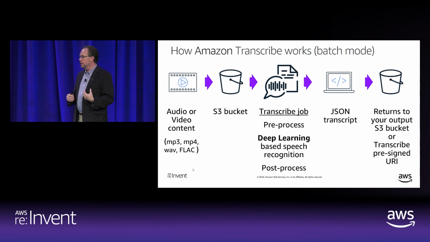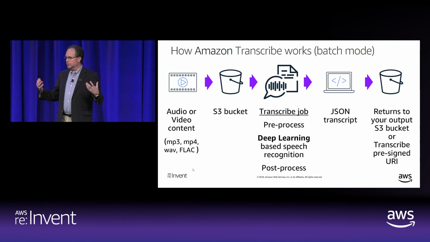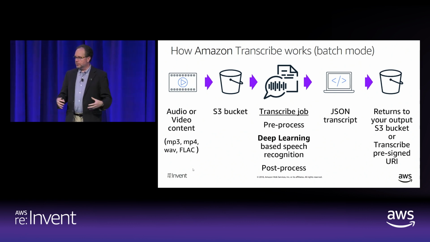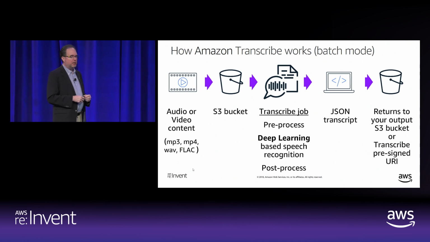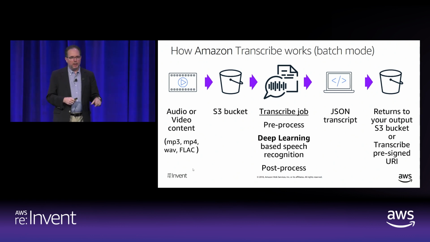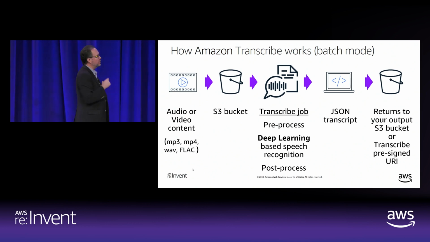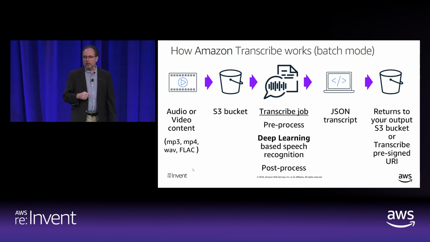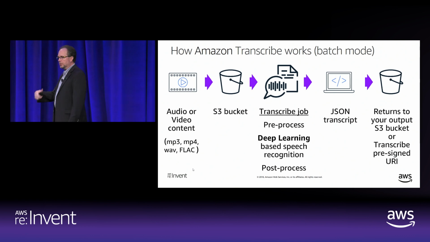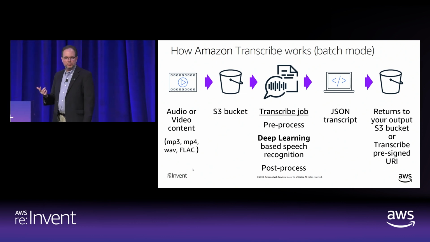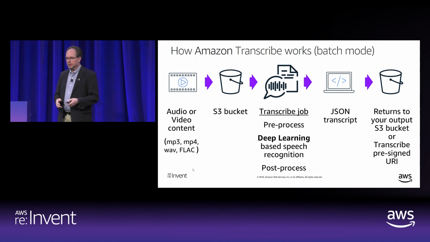And it's going to take that particular audio file or video file, run through it, leverage our deep learning capabilities, and do speech recognition and post-processing on that. You'll receive a JSON transcript, which has a pile of stuff in it. We'll go through some of the pieces of it. And then it's either going to return that JSON file to your specified S3 bucket, or Transcribe, if you would like, will manage that particular output for you, and what you'll get back is a pre-signed URL to where this JSON output is that you can then manipulate.